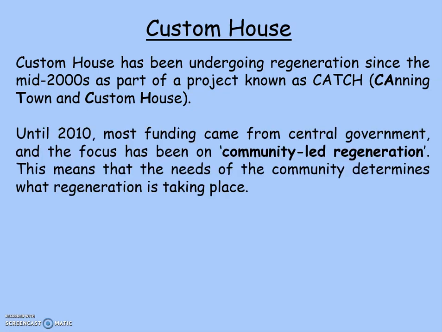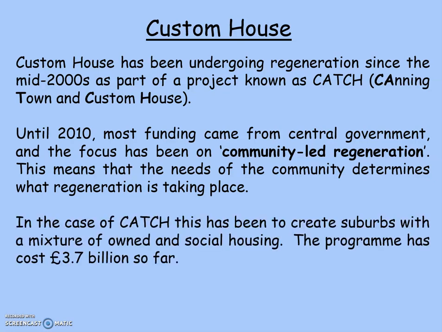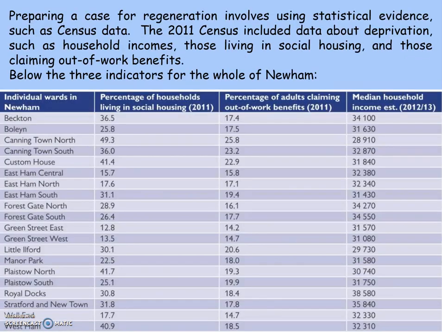So Custom House has been undergoing regeneration since the mid-2000s as a project known as CATCH, Canning Town and Custom House. Until 2010, most of the funding came from central government, and it was very much a community-led regeneration program. So the community determined what regeneration was taking place. It therefore created suburbs as a mixture of owned and social housing, and the program was funded to the tune of 3.7 billion pounds.